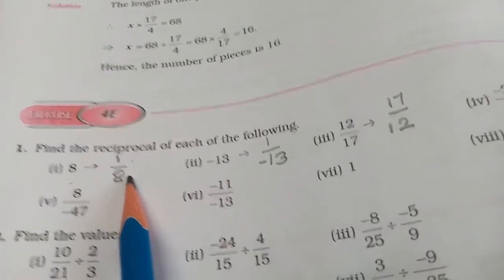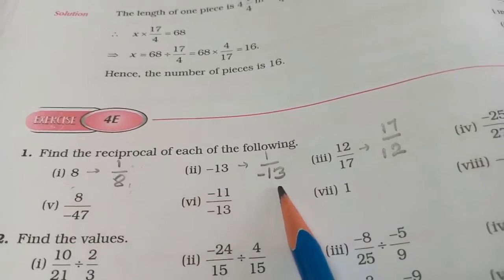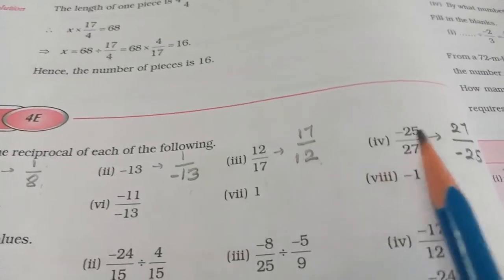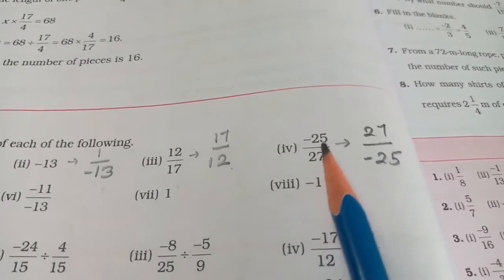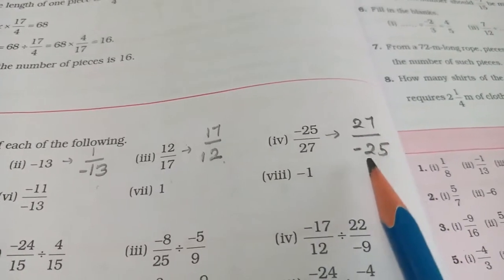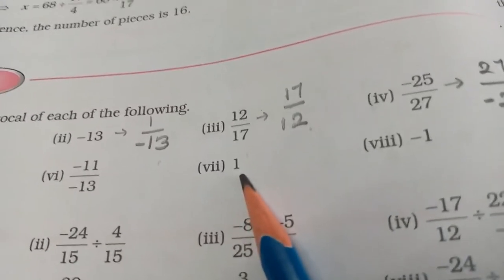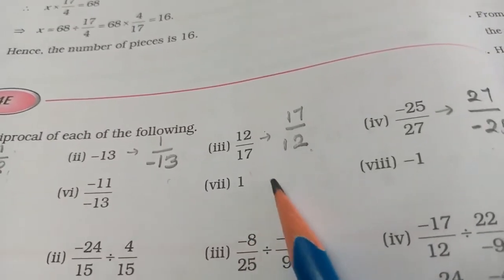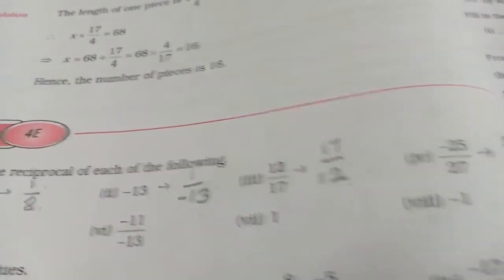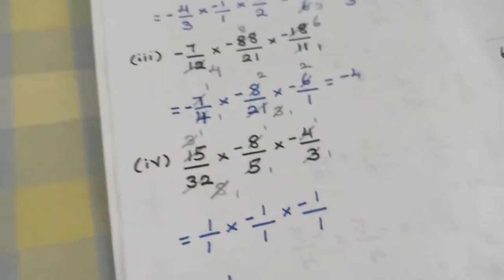Just understand the concept here, students. And 13 means 1/13, the reciprocal. 12/17, the reciprocal is 17/12. And similarly, minus 25/27, the reciprocal is going to be 27 by minus 25. Similarly, if you take the reciprocal for 1, it is going to be 1/1. Again, the answer is going to be 1. So don't get confused. You have to work out and see the sum and automatically you will find the idea of doing the calculation.